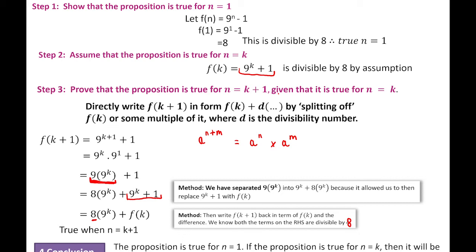So when you're doing proofs by induction involving divisibility, we keep the same steps, except in step 3, when we're showing that our proposition is true for n is equal to k plus 1, you must substitute in k plus 1 for n, and then split your function into f(k) and some value d which is divisible by the given number, which therefore proves that f(k+1) is divisible by your given value.